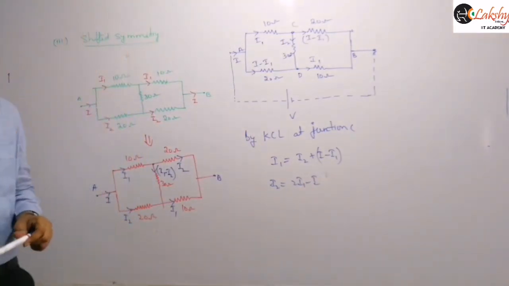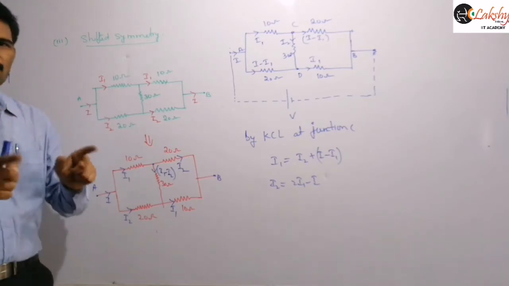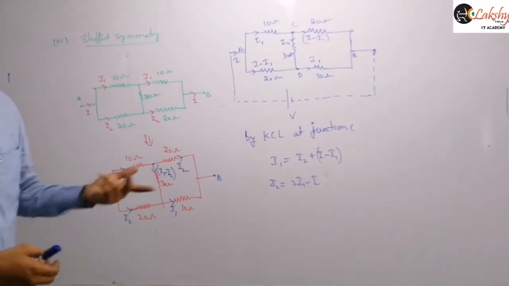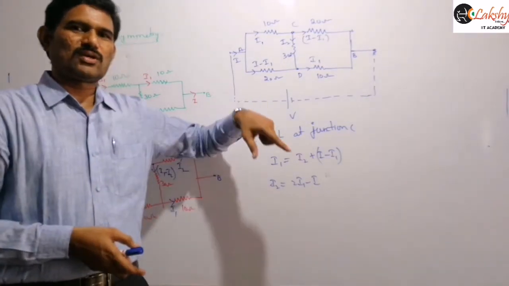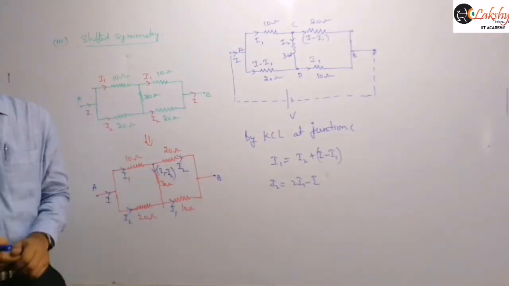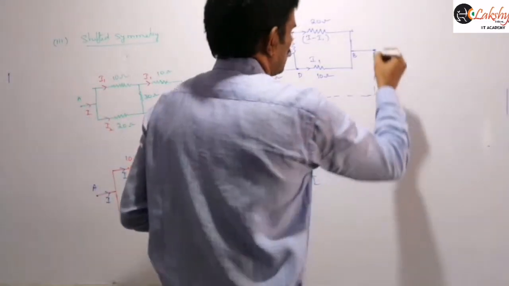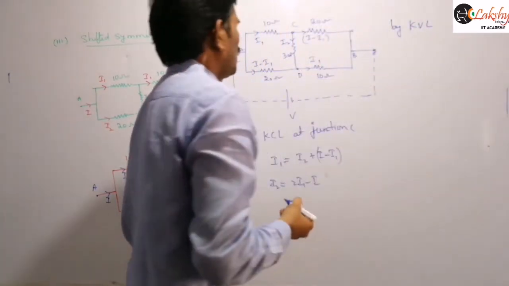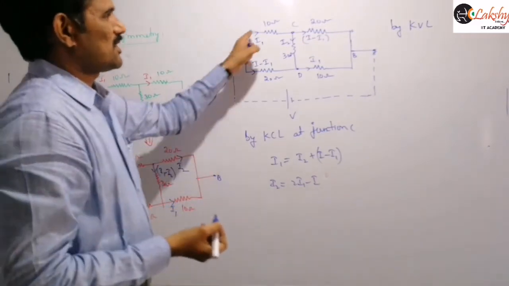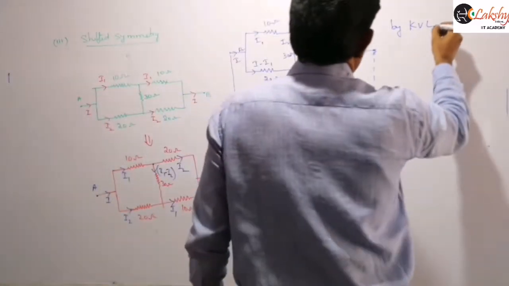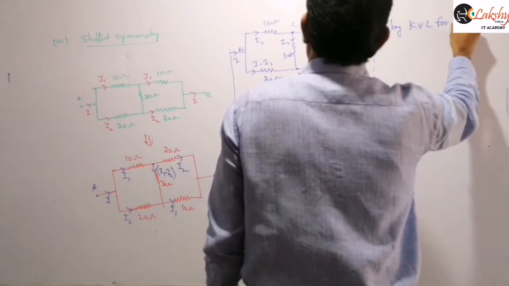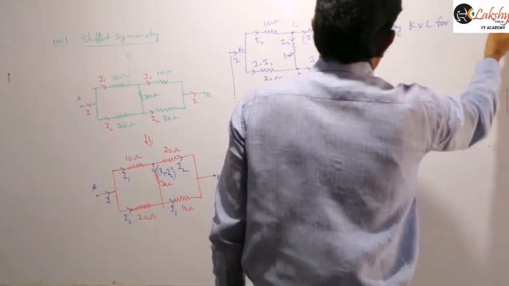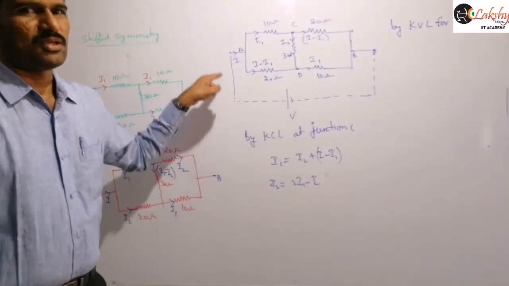Now you can observe that only one variable is there for us, right? Only I1 is a variable. So now if you apply the Kirchhoff law for only one loop, you will get the I1 value. Then finally you can apply the Kirchhoff law by including the cell. So I am writing by KVL, any one loop you may consider here. For example, I am taking this outer loop, ACBDA, and applying it for this loop.